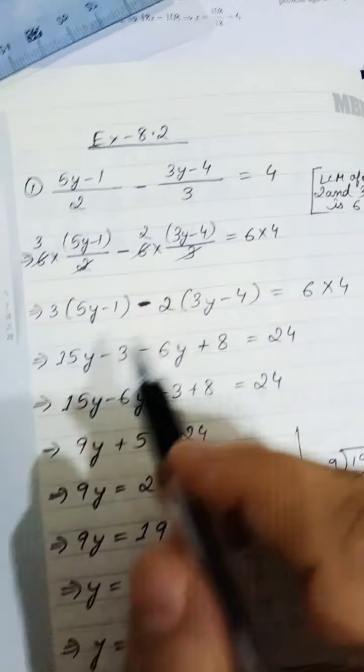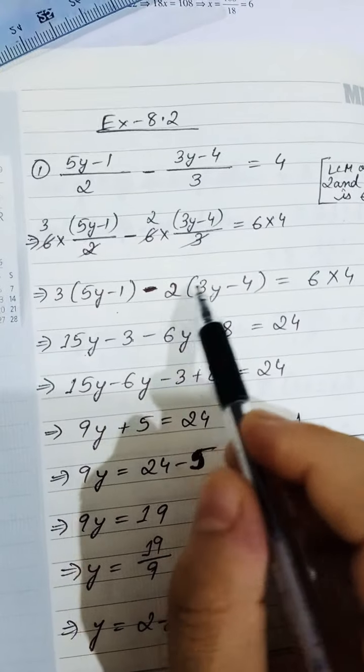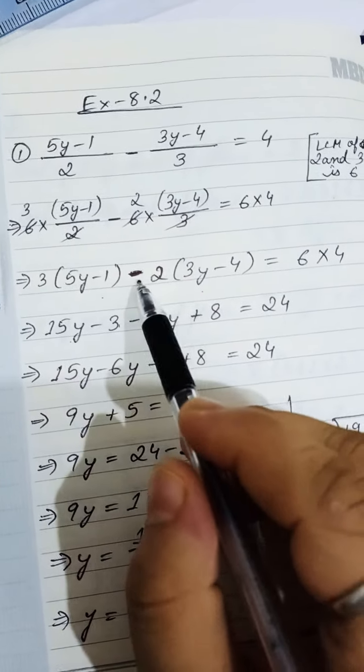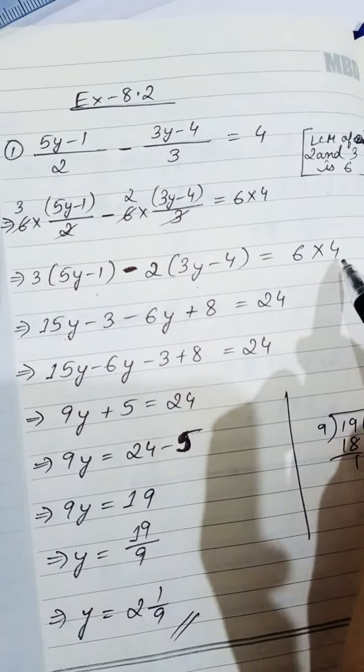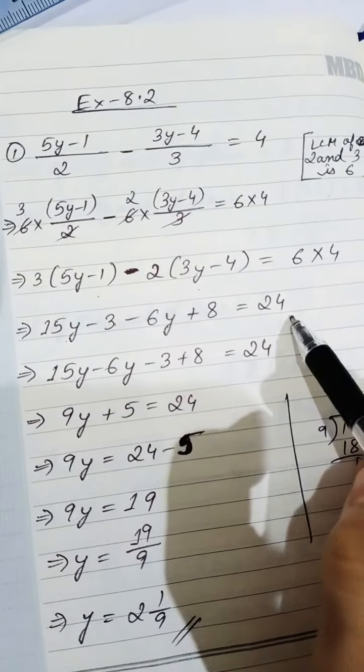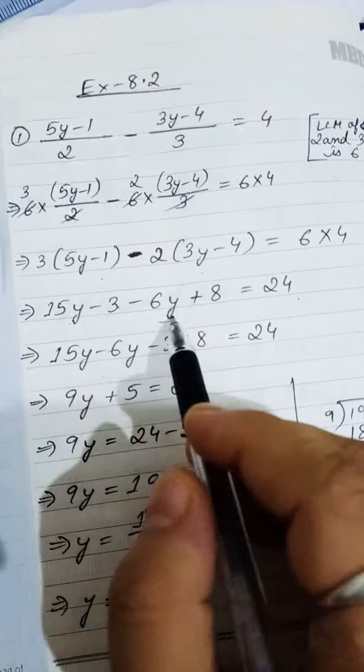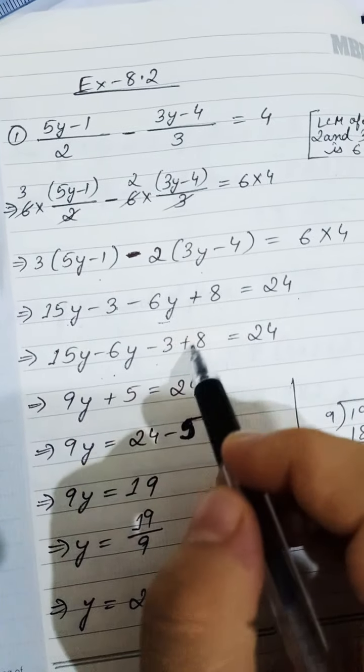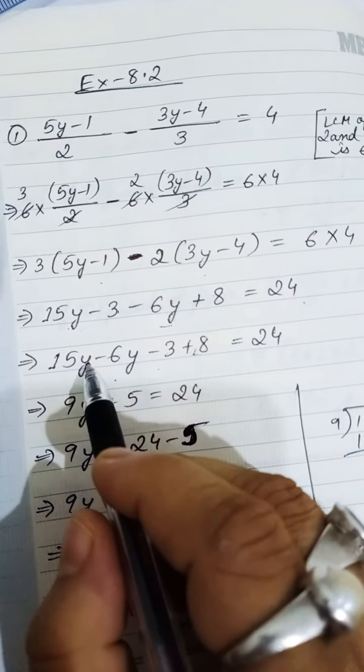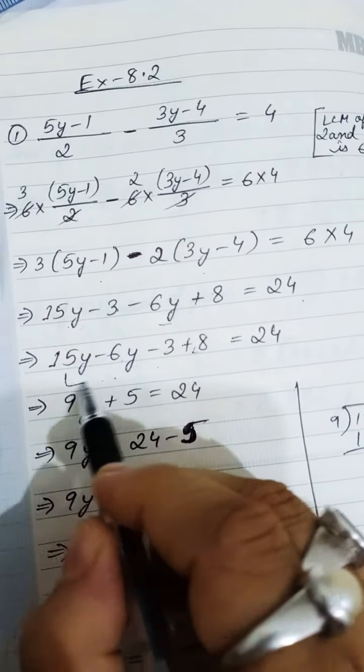3 5 is 15y minus 3 1 is 3, minus plus minus 2 3 is 6y, minus minus plus 2 4 is 8, and 6 4 is 24. Next, I take the y terms together. 15y minus 6y minus 3 plus 8 is equal to 24. So this subtraction will give you 9y, because having different signs, we will subtract them. 8 minus 3, 5 plus 8 is bigger, so plus 5 is equal to 24.